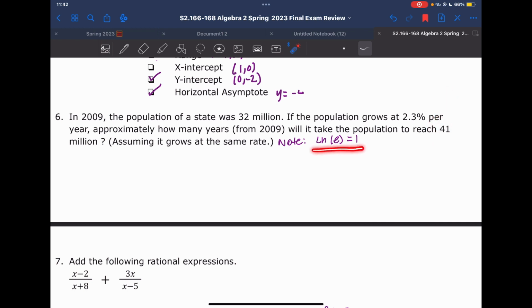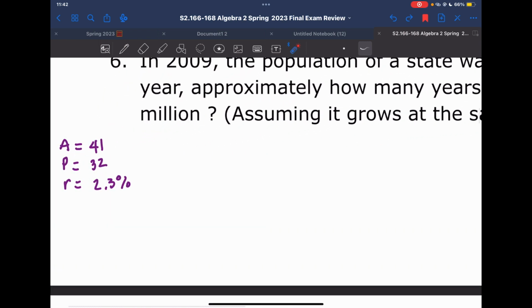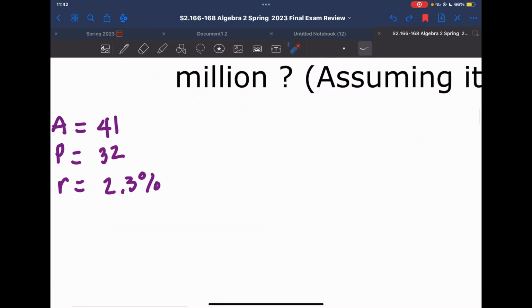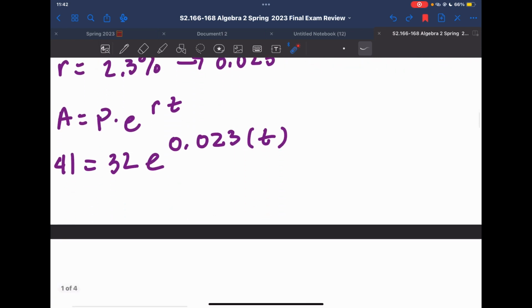Remember that ln of e equals 1. So in this case, we're going to say that A equals 41, P equals 32, and the rate is 2.3, which converted to a decimal is 0.023. So it's the same rate as problem number 5. So A equals P times e^(rt). We substitute that: 41 equals 32 e^(0.023 times t). We're looking for t.